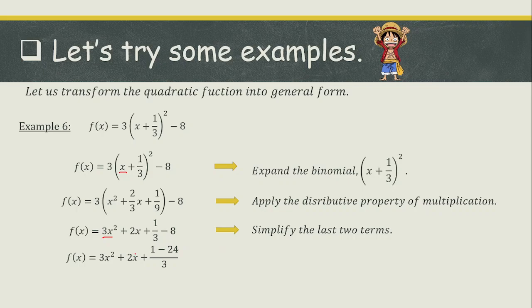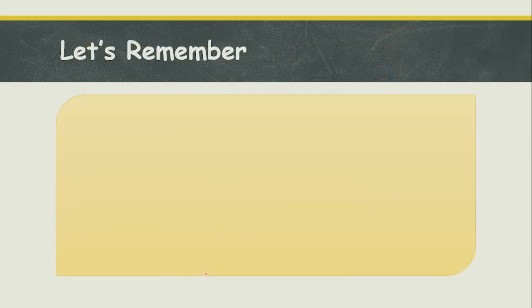After that, 3 divided by 3, the answer is 1. Then 1 times 1 is 1. Then copy the minus sign, 3 divided by 1, the answer is 3. 3 times 8, the answer is 24. So 1 minus 24 over 3. 1 minus 24, the answer is 23. So the result is f of x equals 3 times x squared plus 2x minus 23 over 3. So this is the general form of the given in example number 6.